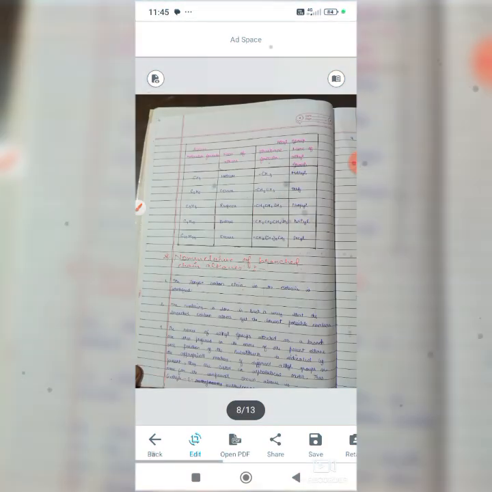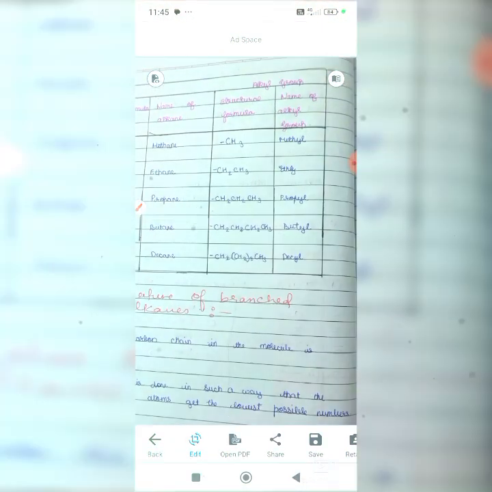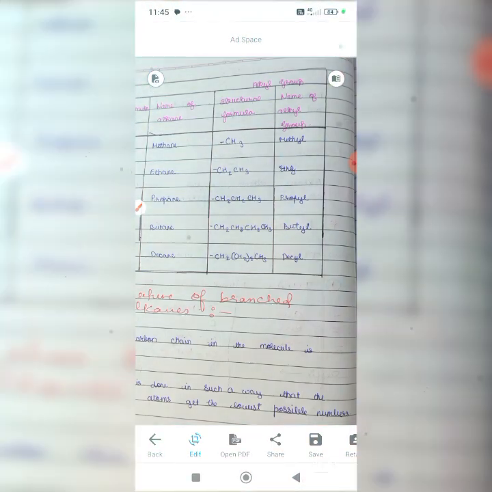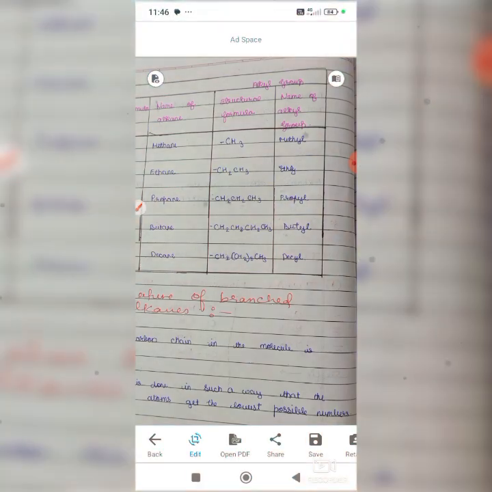Okay, let's move to the other part of the chapter. And very important are the names of the alkyl groups. When we add methyl, ethyl, propyl, butyl or decyl while writing the IUPAC name, when we have a CH3 branch in the long chain structure of the hydrocarbon, we add methyl. When we have CH2CH3, we add ethyl; CH2CH2CH3, propyl; CH2CH2CH2CH3, butyl; and so on up to decyl. When we use it, I will explain later. So this table is very important.